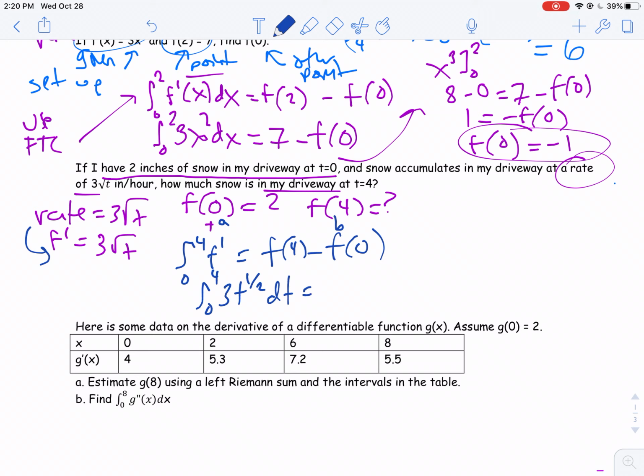And don't forget the other side. Don't just get rid of this, right? The f of 4 is what we're trying to find. The f of 0 is equal to 2. Keep writing that at every point along the way.